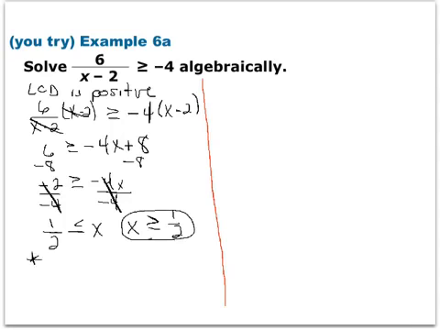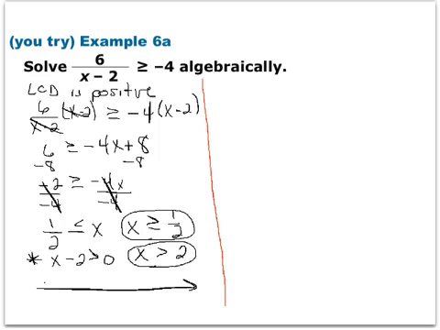And then we have to consider x minus 2 is positive. So we have x greater than 2. So the actual solution has to satisfy both of these. 0, 1, 2, 3. So x is greater than or equal to 1/2. Goes this way. X is greater than 2. Goes this way. So where they overlap is right there, which means our actual answer to this one is right there. Okay, does that make sense?